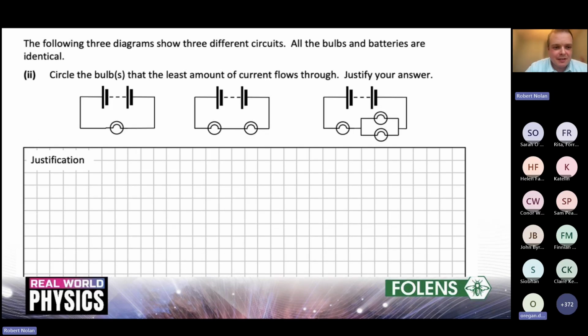Here's an example of one where it's not always. So this one, there are 3 different diagrams, 3 different circuits. All of the bulbs and batteries are identical, and it's asking you to circle the bulbs that have the least amount of current flowing through them. And again, justify your answer.